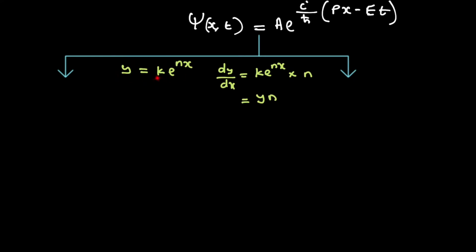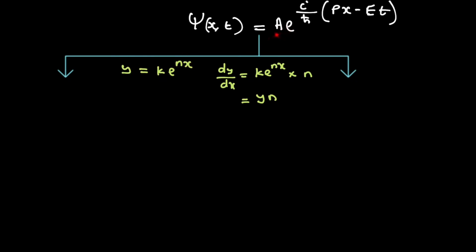If you're to differentiate an exponential function, because we've got an exponential function here, you will get the exponential function back times the derivative of the exponent function. And the exponent function is nx. If you differentiate nx, you get n back. And the function itself that you got back is y. So that would be yn. So dy/dx is going to be the function itself times the derivative of the exponent function.